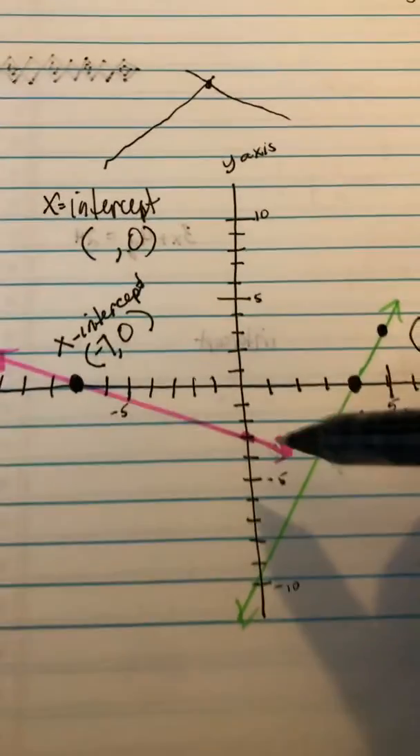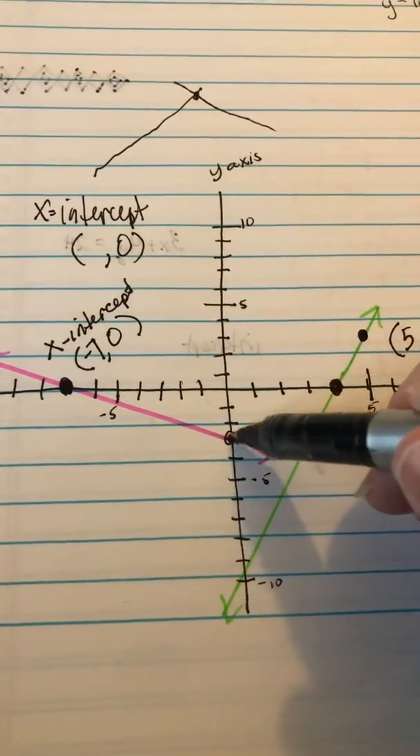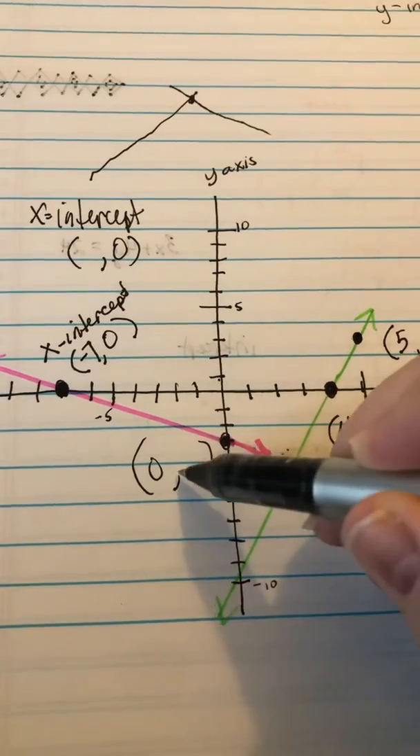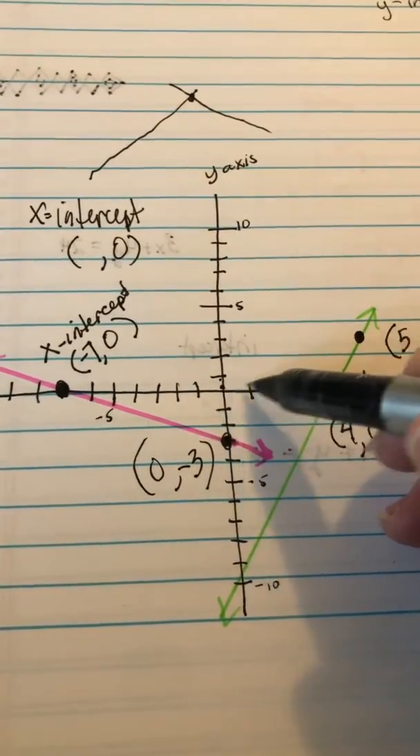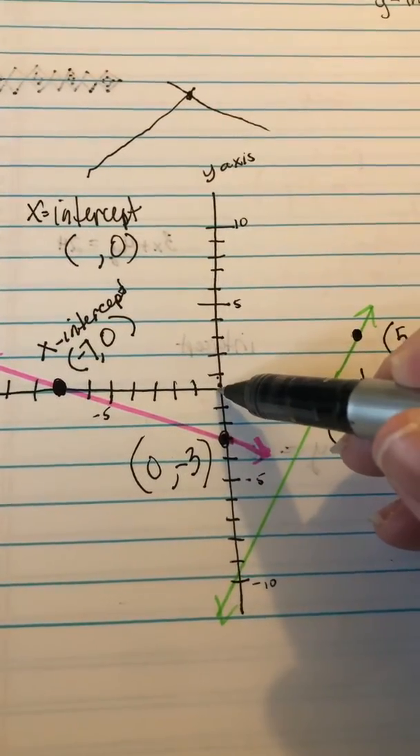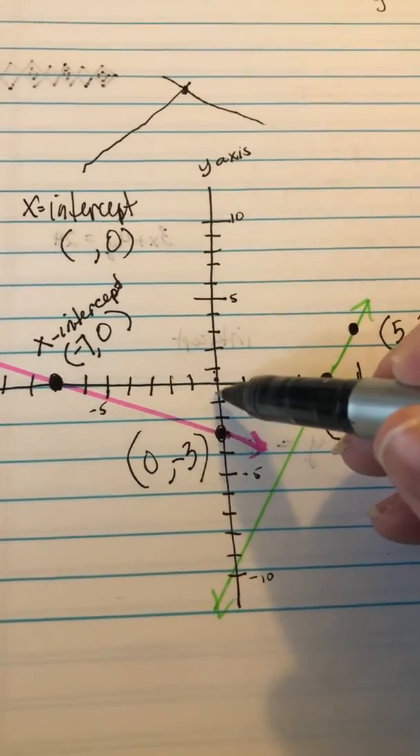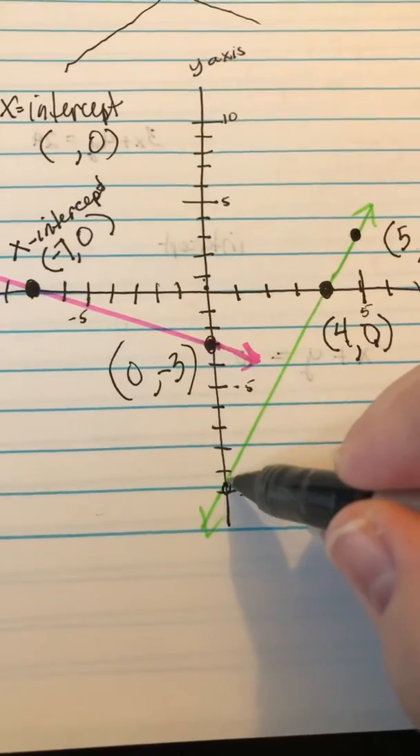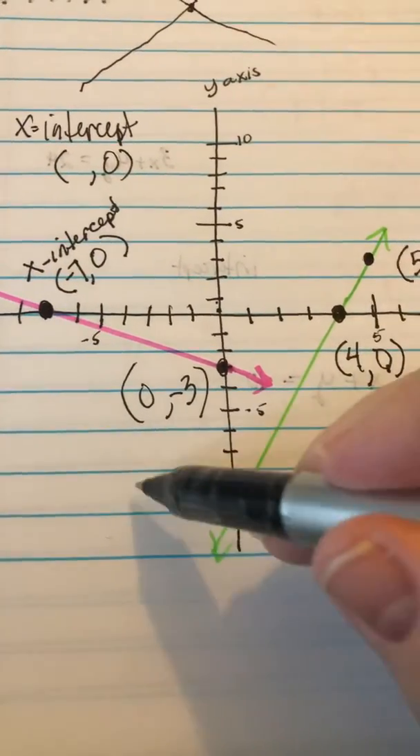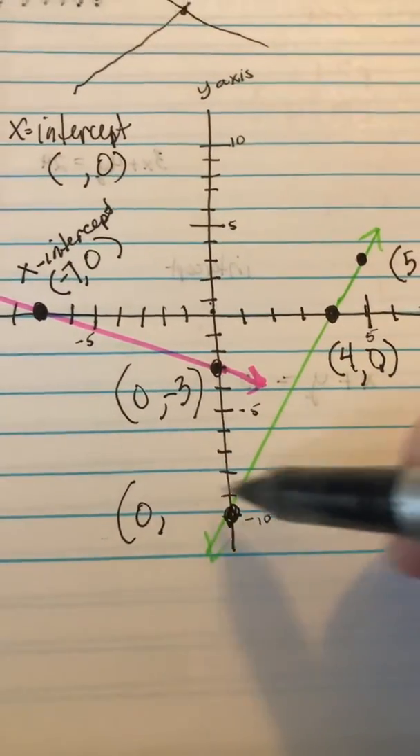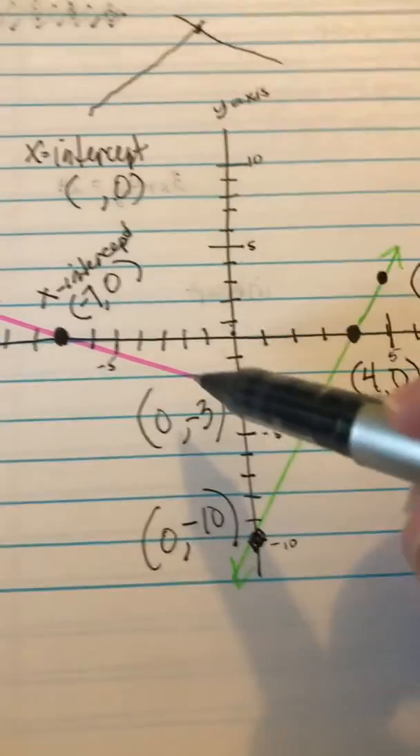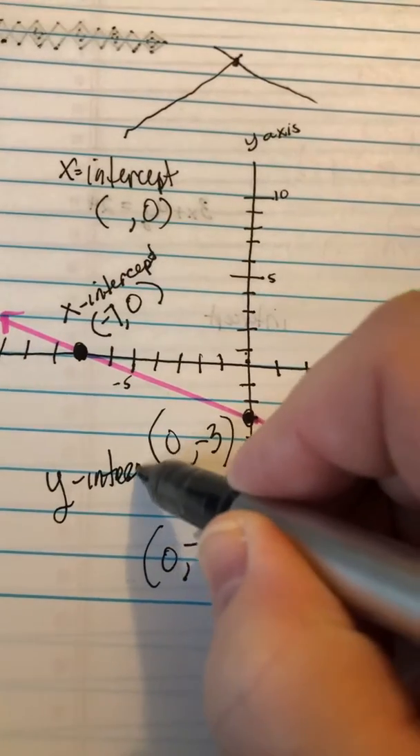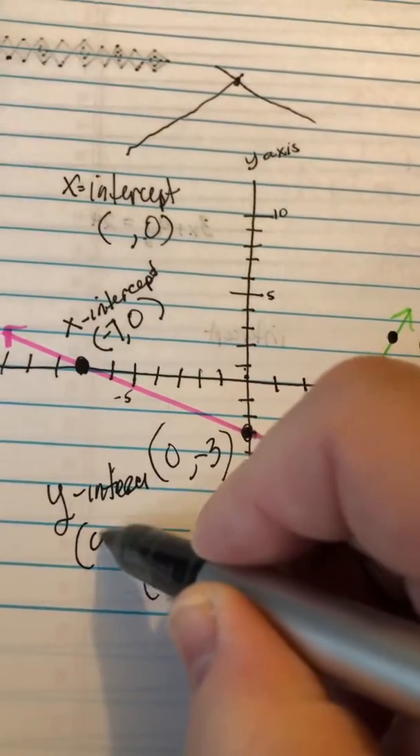And notice when we do the y-intercepts, this spot right here, I would say it's at 0 on the x and -3 on the y, because it lines up with the x-axis at the 0 on the x-axis, but it goes down to -3 on the y. And look at this one here. We would say, oh, it's at 0 on the x, but it's at -10 on the y. So the y-intercept, if you have that, then the x value is 0.